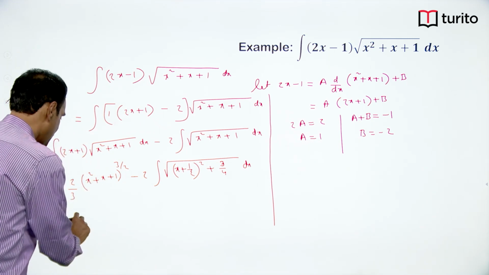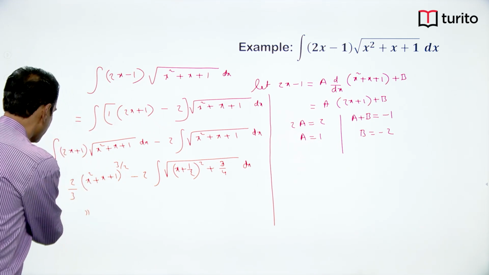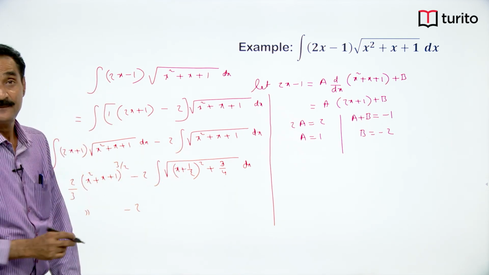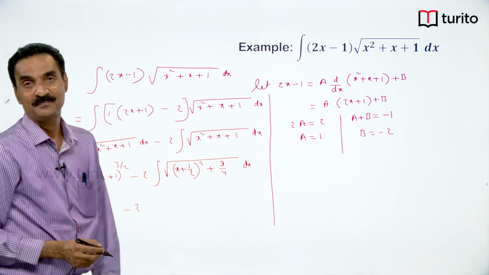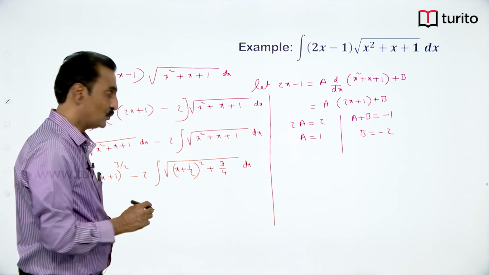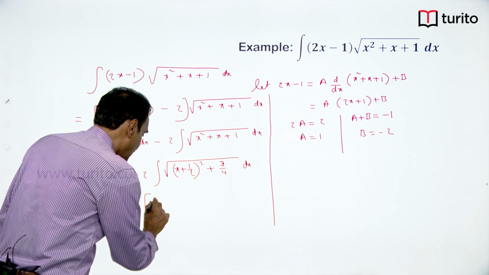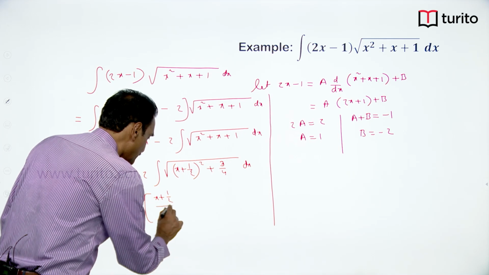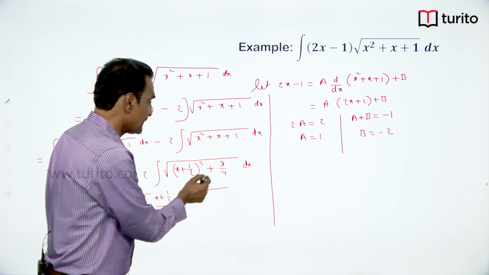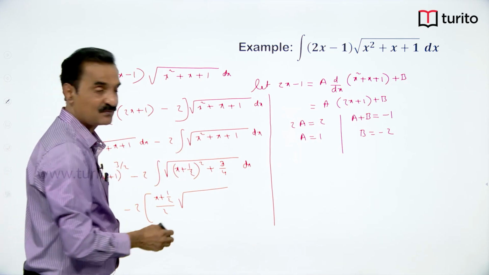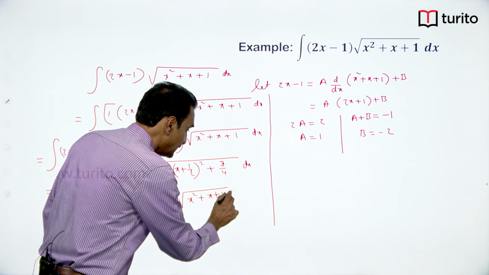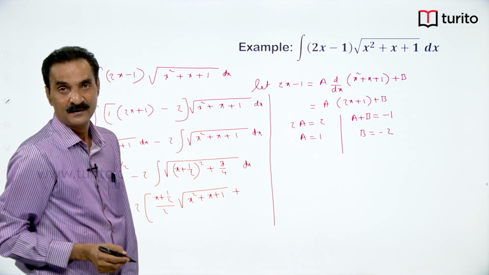Now, first term as it is minus 2 into, what is the integral of root x square plus a square? Integral of root x square plus a square is x by 2, means x plus 1 by 2 by 2 into root over x square plus a square. I will directly write x square plus x plus 1 plus a square by 2.